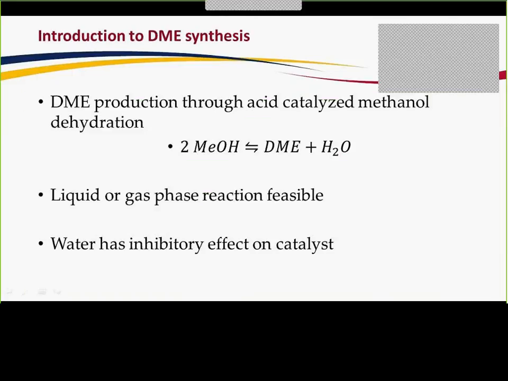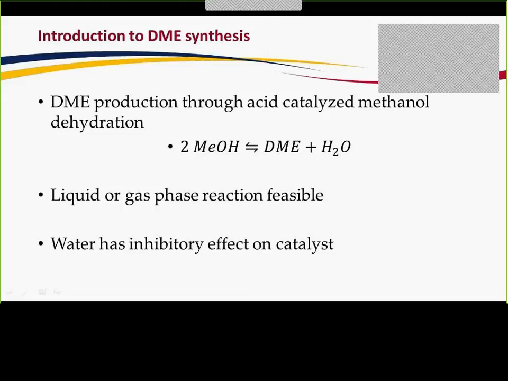So one of the first things we considered in our design process was the actual chemistry behind the process. How we're actually going to be doing this is by doing a methanol dehydration, which is acid catalyzed. As you can see here, that's the process that we're going to be using. One of the problems is that it creates water as a byproduct. And this is a problem because water has an inhibitory effect on both of the catalysts that we considered during this process.